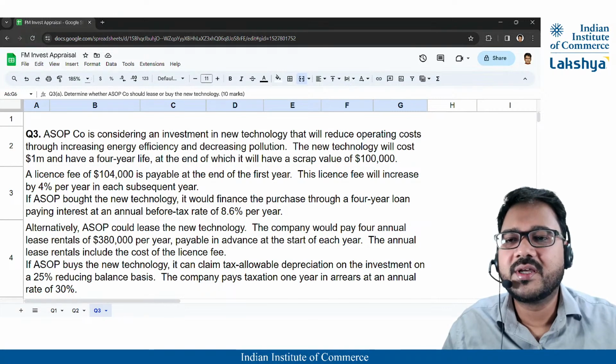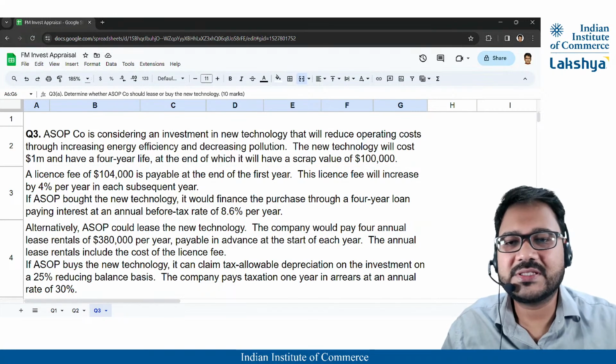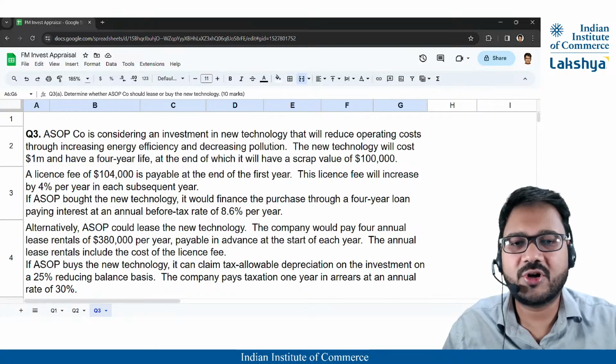So anyways, let's read. ASOP company is considering an investment in new technology that will reduce operating costs through increasing energy efficiency and decreasing pollution. The new technology will cost $1 million and have a 4-year life, at the end of which it will have a scrap value of $100,000.